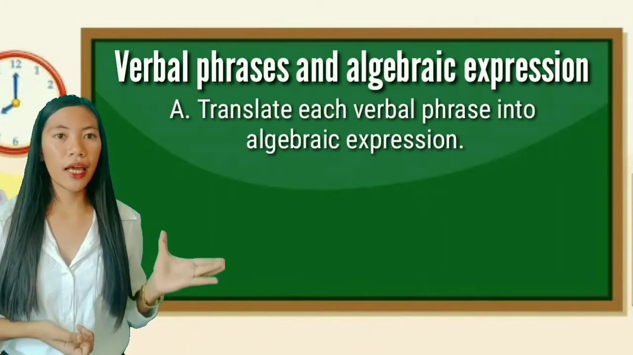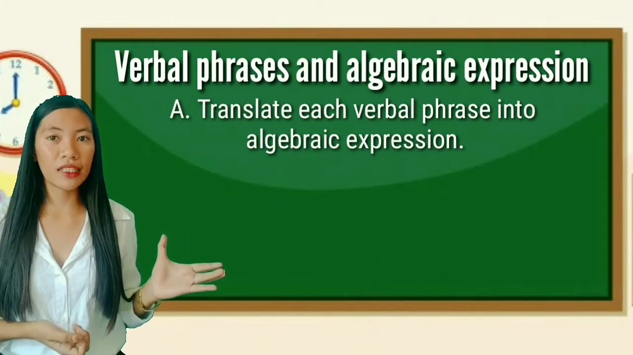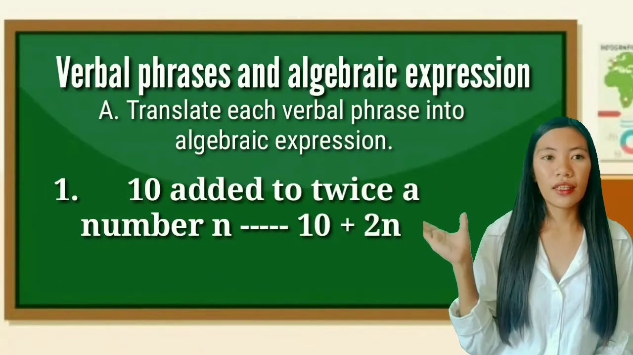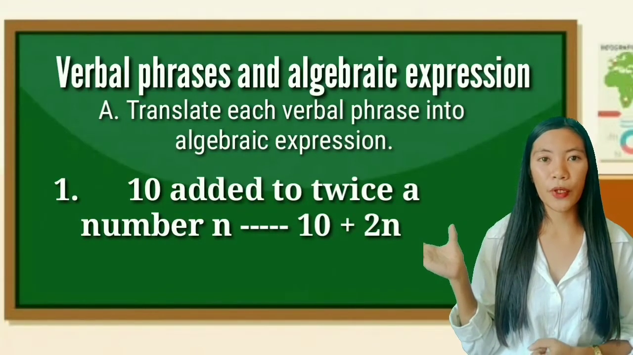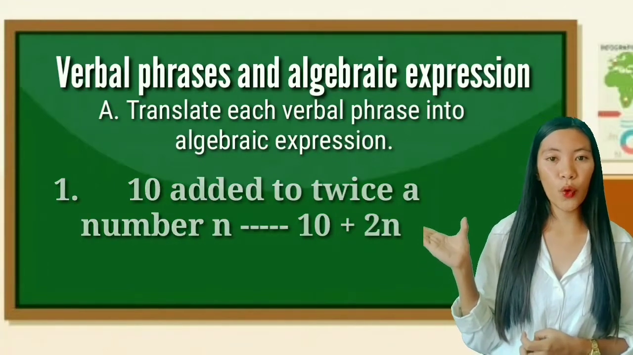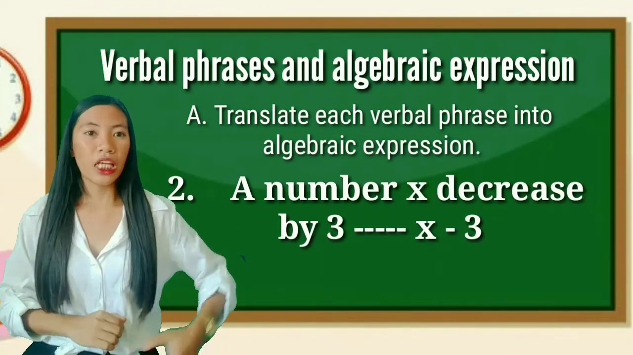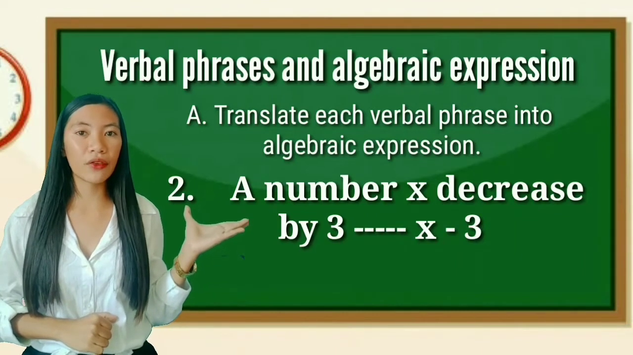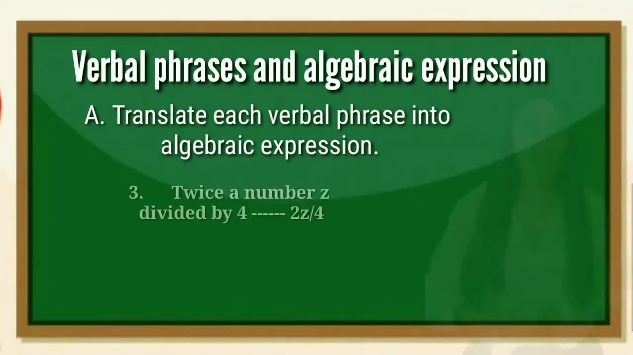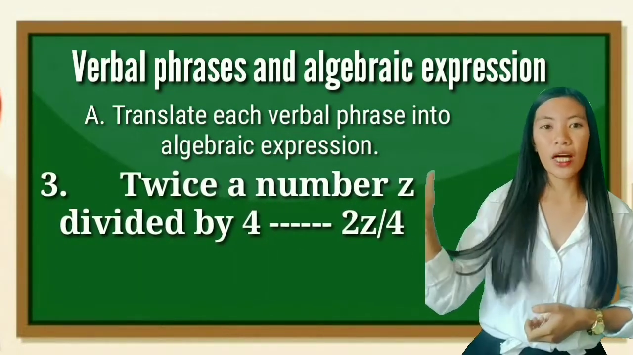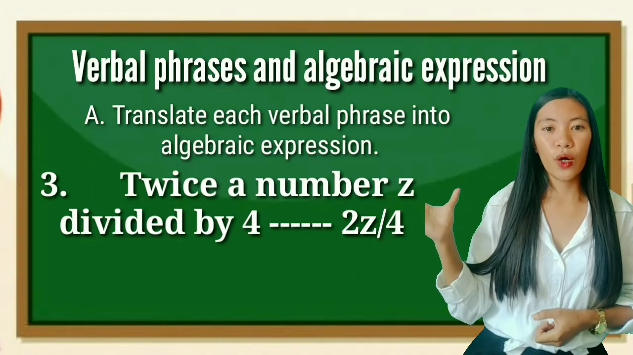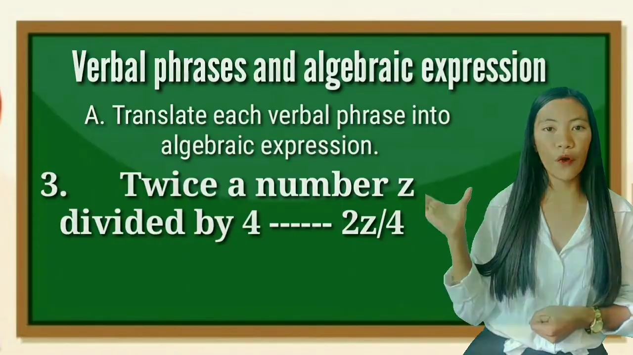A. Translate each verbal phrase into an algebraic expression. Number 1. 10 added to twice a number n is equal to 10 plus 2n. Number 2. A number x decreased by 3 is equal to x minus 3. Number 3. Twice a number z divided by 4 is equal to 2z over 4.